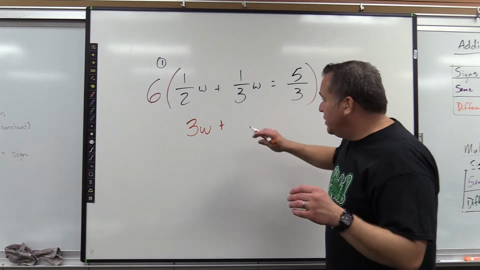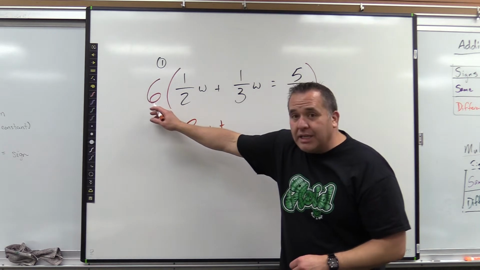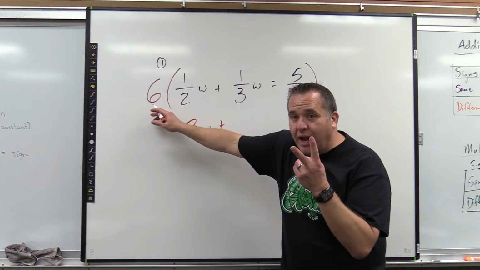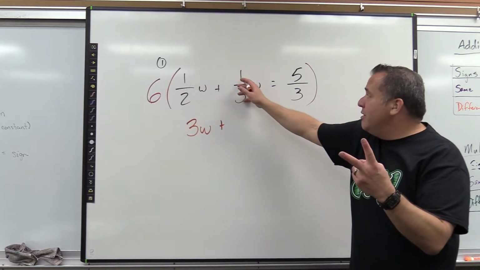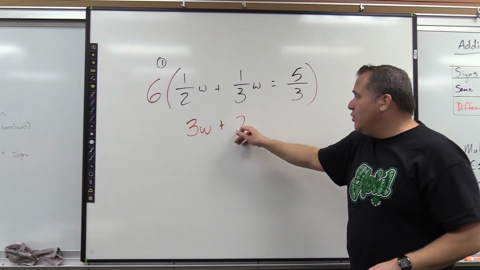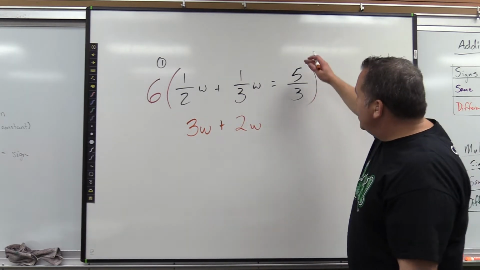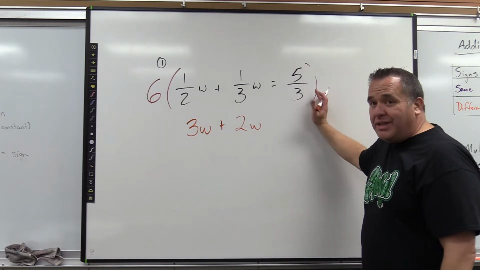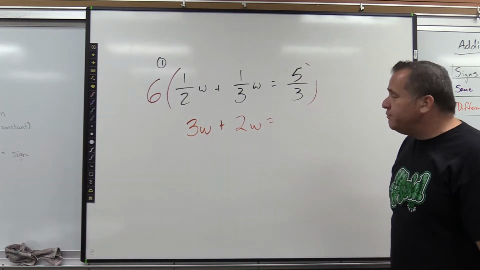Now take a look. Let's do this again. Look at the 3. How many times does 3 go into 6? 2 times, right? And I take that 2 and I'm going to multiply it to 1. What's 2 times 1? 2. So I'm going to get 2w. Then you need to make sure, notice the parenthesis goes around the answer as well. So we're going to need to do the same thing here. So that's all going to equal.